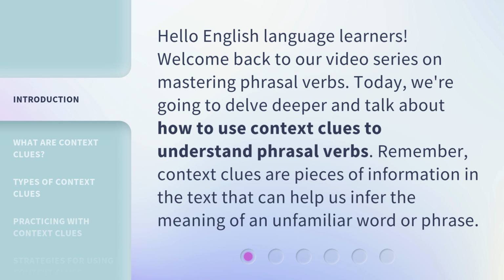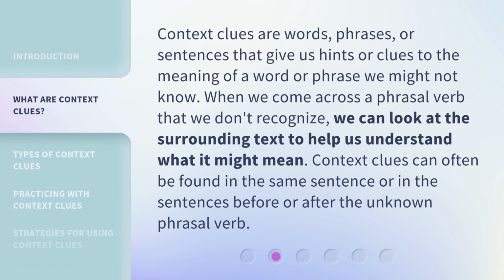Today, we're going to delve deeper and talk about how to use context clues to understand phrasal verbs. Remember, context clues are pieces of information in the text that can help us infer the meaning of an unfamiliar word or phrase. Context clues are words, phrases, or sentences that give us hints or clues to the meaning of a word or phrase we might not know.